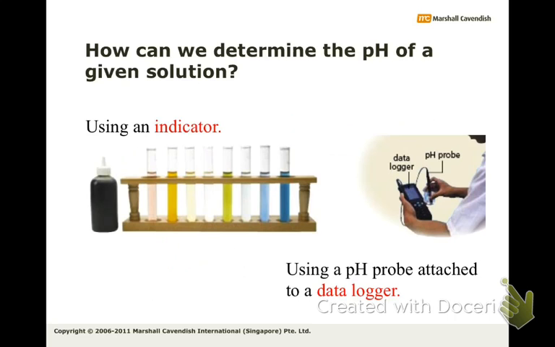You either use an indicator or a pH probe attached to a data logger. Nowadays we have this computerized system that looks like a handheld game. You just connect it to a sensor called a pH probe. Then when you submerge the pH probe into the solution, it can straight away tell you the exact pH of the acid or alkaline.